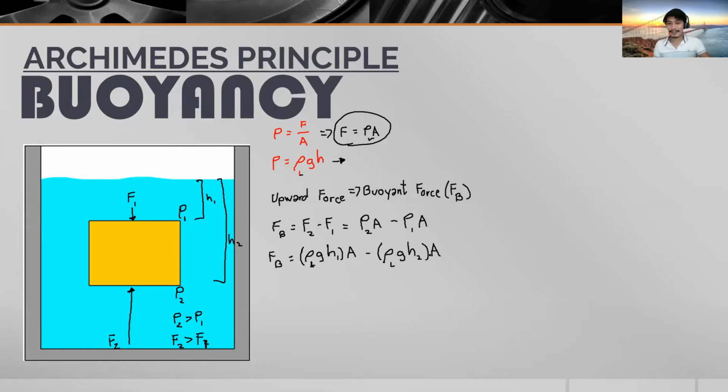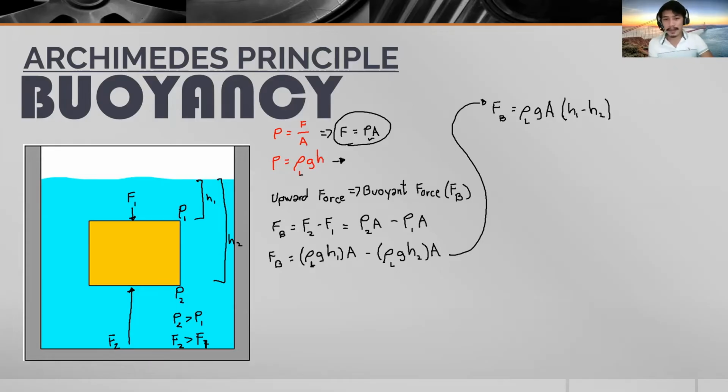Ayan. Okay? So we can actually factor out kung ano yung common sa ating equation. So buoyant force, ano ba yung common sa equations natin? Common yung density of the liquid. So density of the liquid, common yung acceleration due to gravity. So acceleration due to gravity, labas. Common yung area. So area. Yung H hindi common. So that means H1 minus H2.